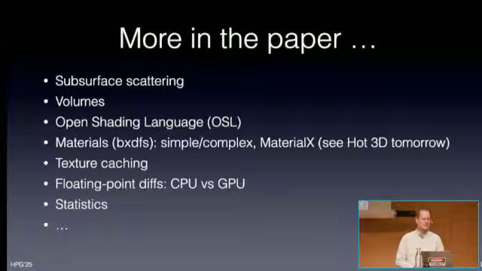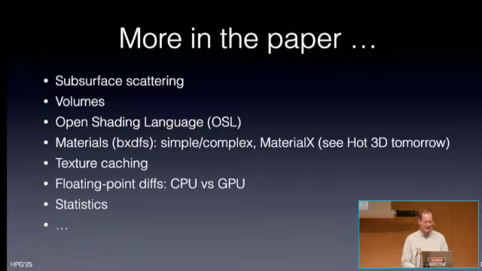There are a lot of things that unfortunately we don't have time to talk about here that are in the paper: subsurface scattering, volume rendering, Open Shading Language. Julian mentioned we use just-in-time compilation, which is great, except when it isn't. We have various materials. Some are simple, some complex. The most commonly used one has 10 different lobes and 127 different parameters, so it's quite a beast. We support MaterialX, and Alain Hostetter from ILM is going to give a talk tomorrow in the Hot 3D session.